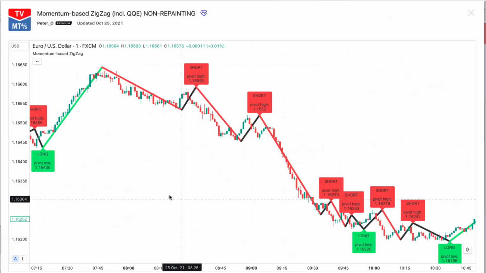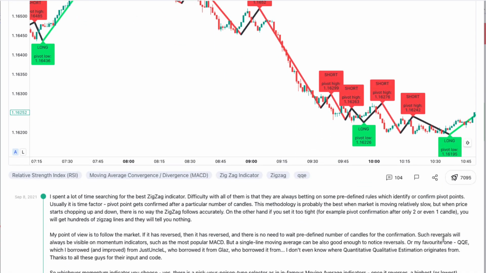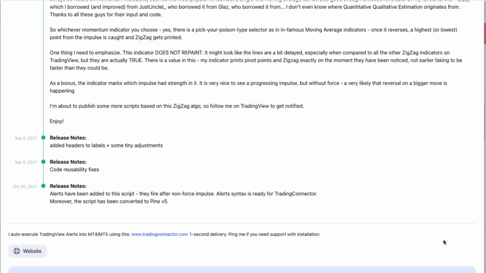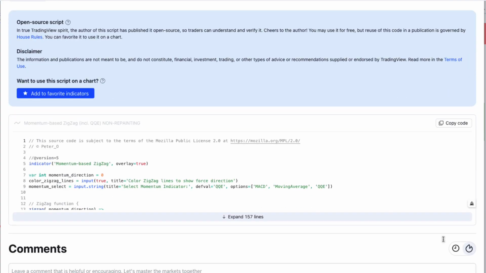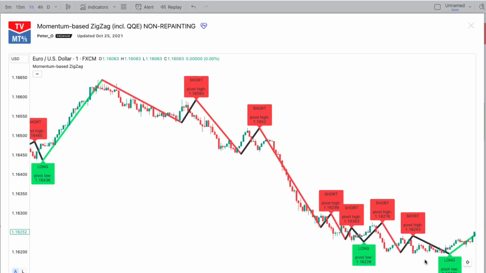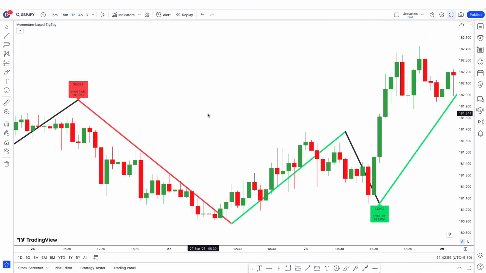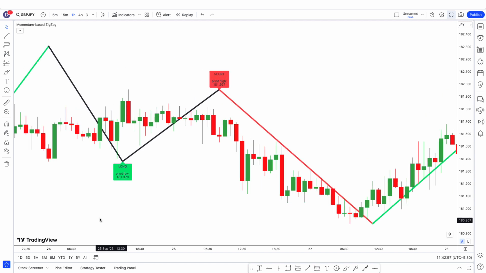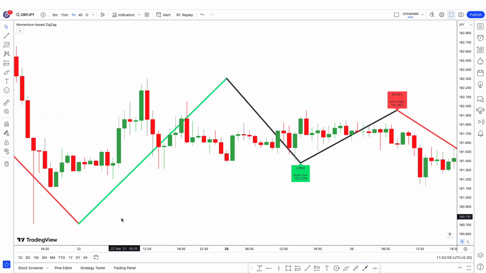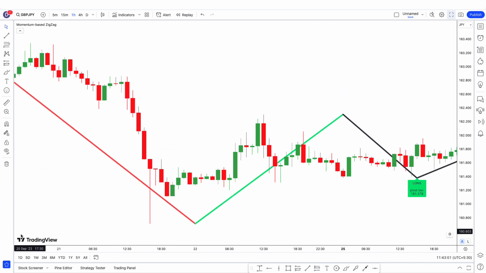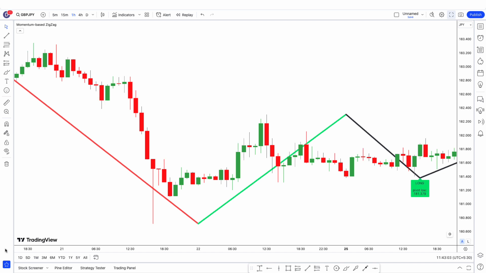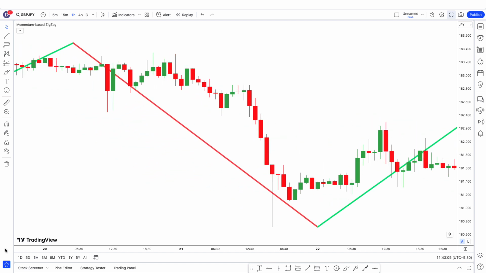The momentum-based zigzag indicator helps traders identify changes in price trends. It does this by highlighting important movements in the market and ignoring minor price fluctuations by drawing zigzag lines on the chart. Now, typically a traditional zigzag indicator confirms pivot points based on a set of predefined rules, which usually include a time factor, meaning that a pivot point will be reached after a specific number of candles have passed.